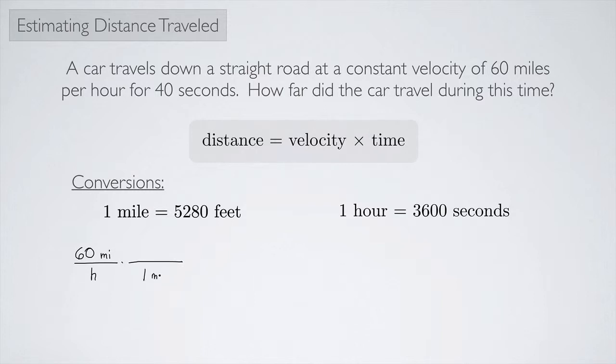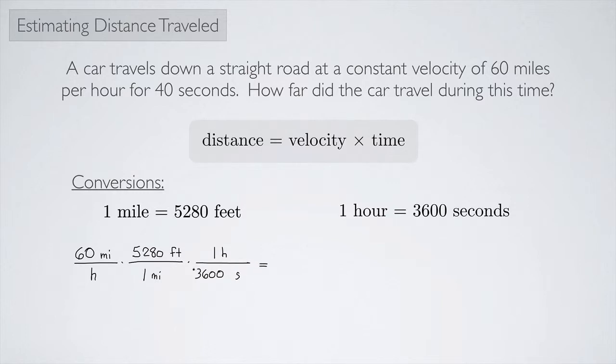And so I know that 1 mile is equal to 5,280 feet. And the abbreviation for feet is FT. Now I want to convert the hours here into seconds. So the hours are down here, which means in order to cancel when I multiply everything out, I need hours to be on top. So for my second conversion, I'm going to have 1 hour. H is the abbreviation for hour. And that's equivalent to 3,600 seconds. And I can use S for seconds.